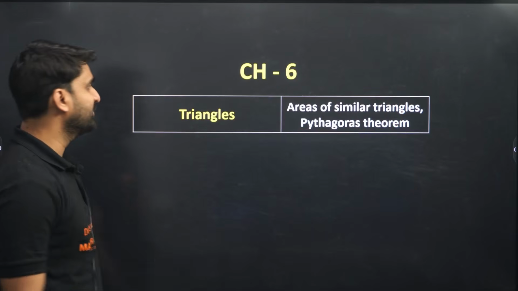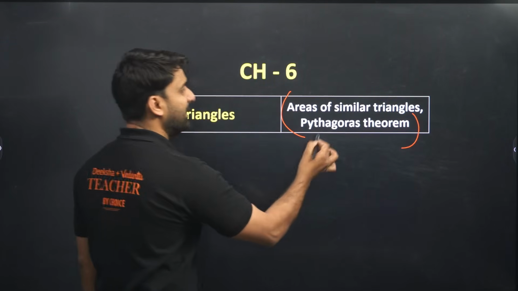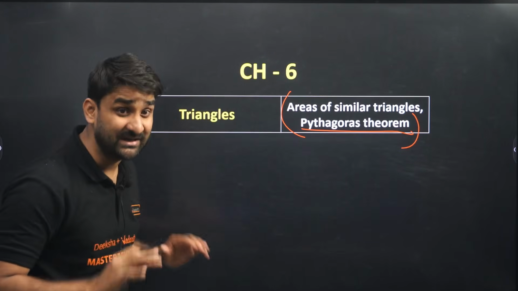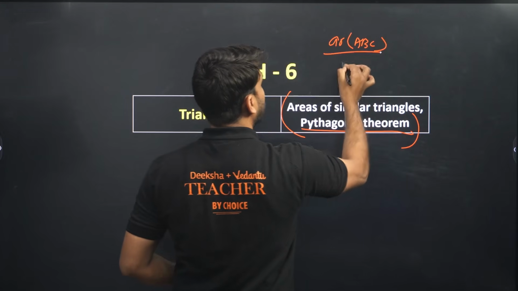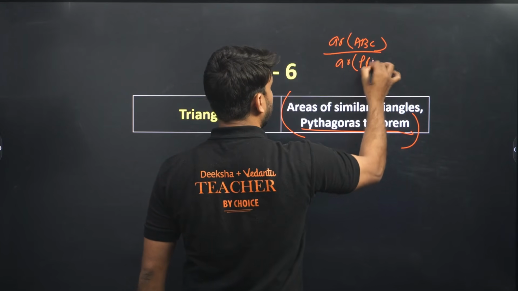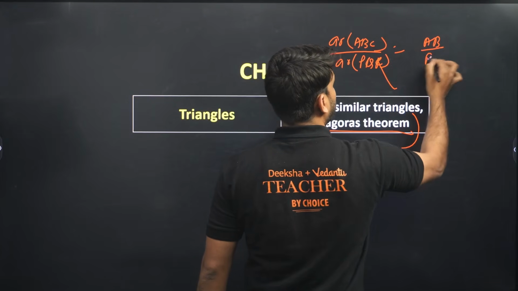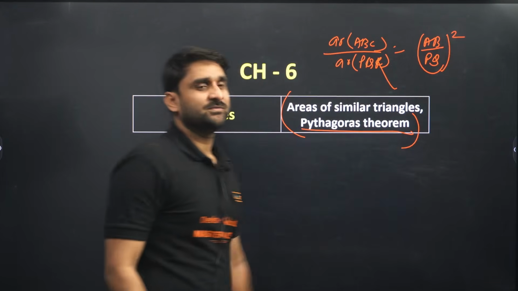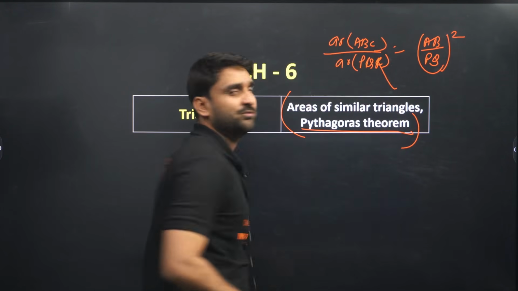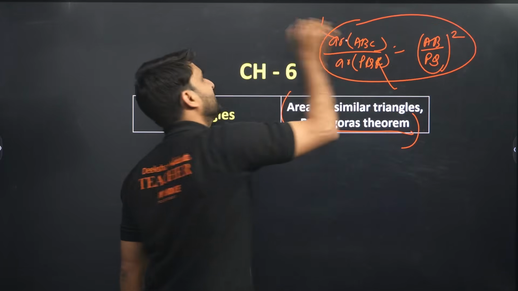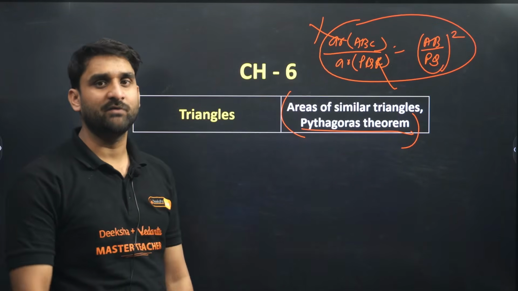If I talk about chapter number 6, Triangles. In triangles, everything is there, but area of similar triangles has been excluded, has been deleted. Means the ratio of areas of two similar triangles. Like I'm taking the example, area of similar triangles ABC and PQR is equal to the square of the corresponding ratio of the sides. So we can write AB by PQ whole square, or BC by QR whole square, or AC by PR whole square. So this is deleted. If you are wasting your time on this topic, don't do this. This is not relevant for your board exam this year.